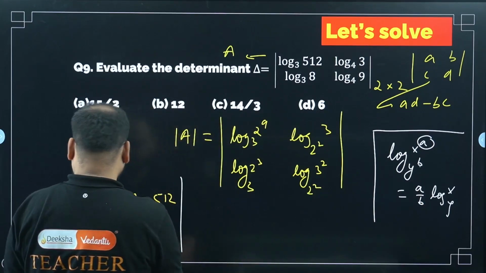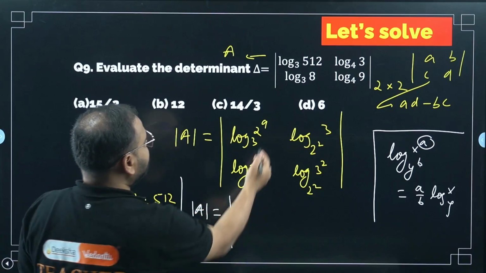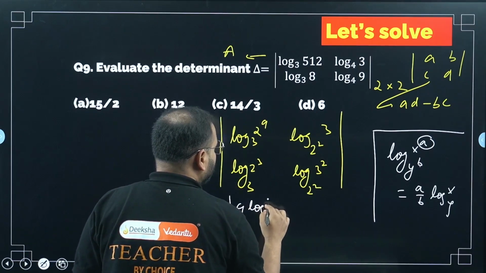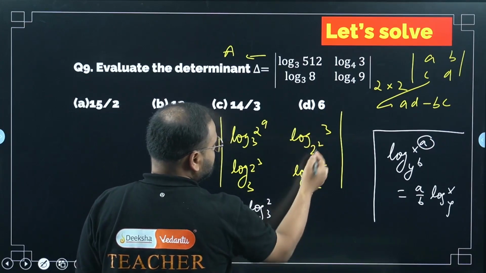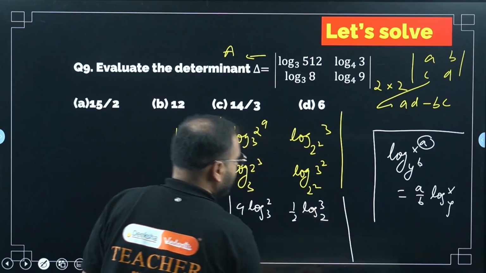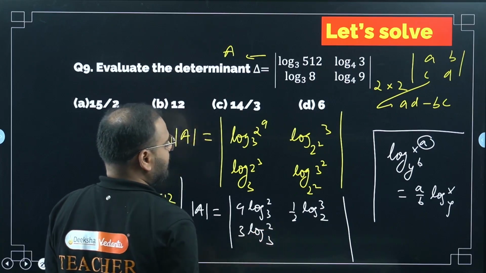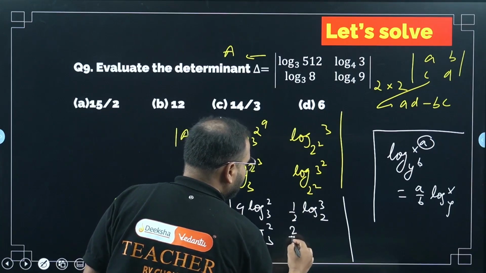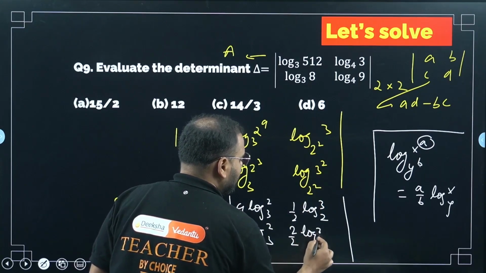Let's check here. So my determinant A will look like this. 9 will come in front. So I'll get 9 log 2, 3. This will become what? Oh sorry, this 2 will come down, so 1 by 2 log 3 to the base 2. This part 3 will come out, so log of 2 to the base 3. What about this? This will become 2 by 2 because the powers are 2 and 2, and log 3 to the base 2. Again the same thing, log 3 to the base 2.